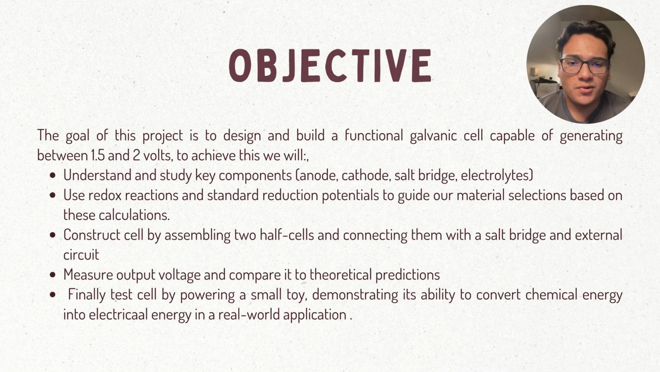Objective. So the goal of this project is to design and build a functional galvanic cell capable of generating between 1.5 and 2 volts. To achieve this, we first have to understand and study the key components, like the anode, the cathode, the salt bridge, and the electrolytes. Then, we use redox reactions and standard reduction potentials to guide our material selections based on those calculations. Then, we construct the cell by assembling two half cells and connecting them with a salt bridge and an external circuit. Then we measure the output voltage and compare it to theoretical predictions. And finally, we test the cell by powering a small toy, demonstrating its ability to convert chemical energy into electrical energy in a real-world application.